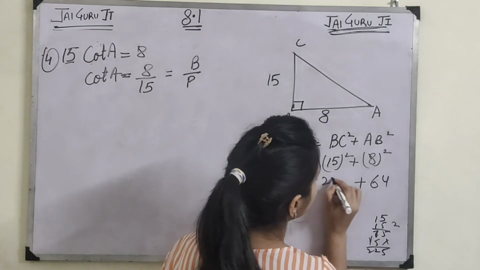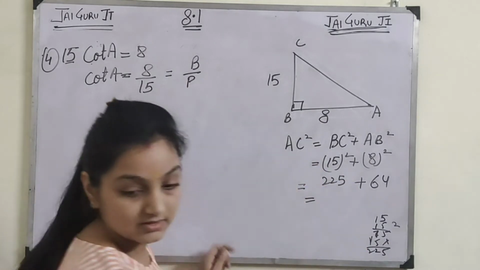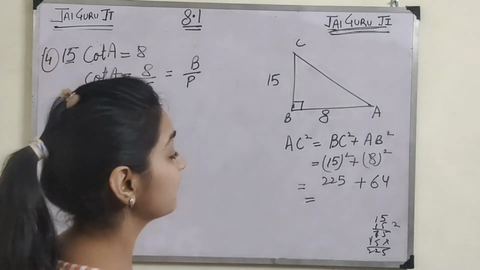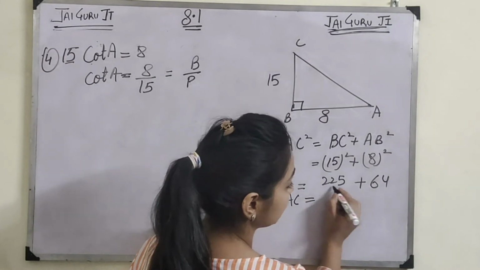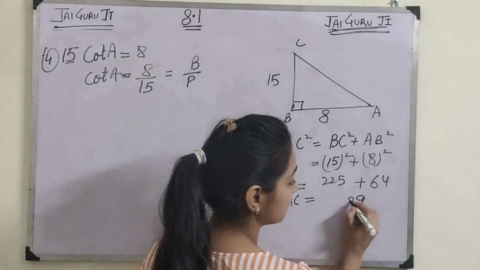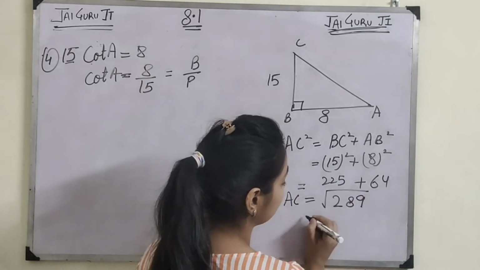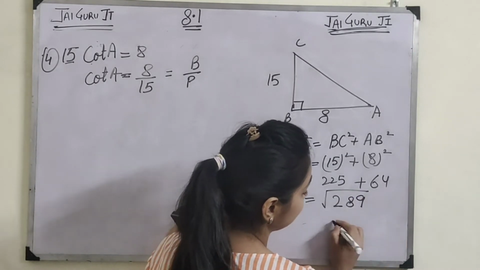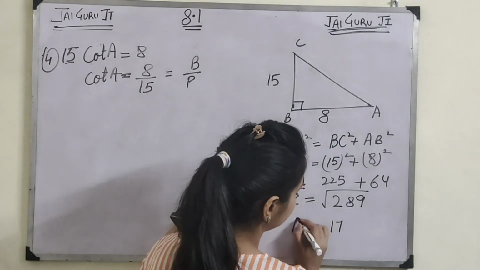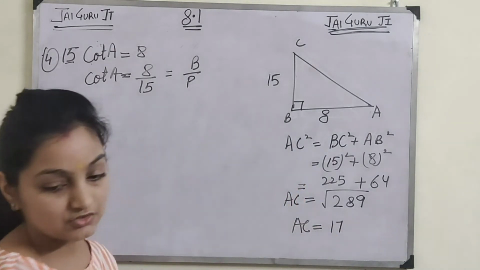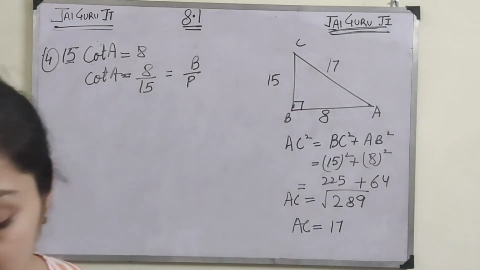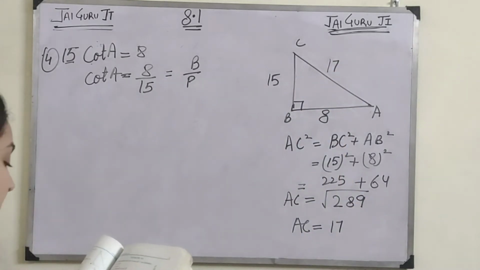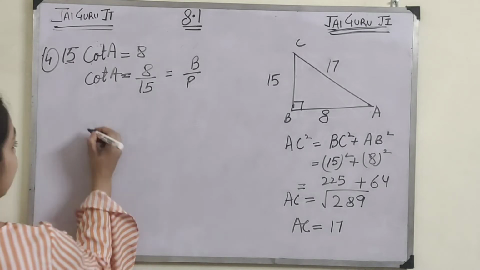This is 225. See, I am also doing the calculations in front of you only, so that you should also know how to do it. 225 plus 64 is 289 under the root. And 289 is the square root of 17. So 17 has come as a hypotenuse. Now they are asking in the question, you have to find out sin A and sec A.